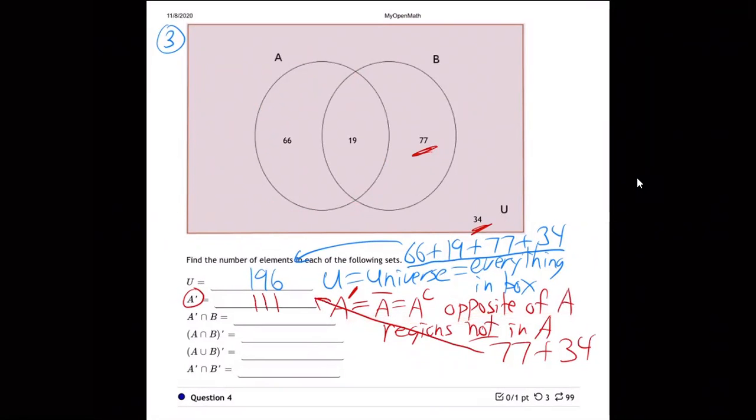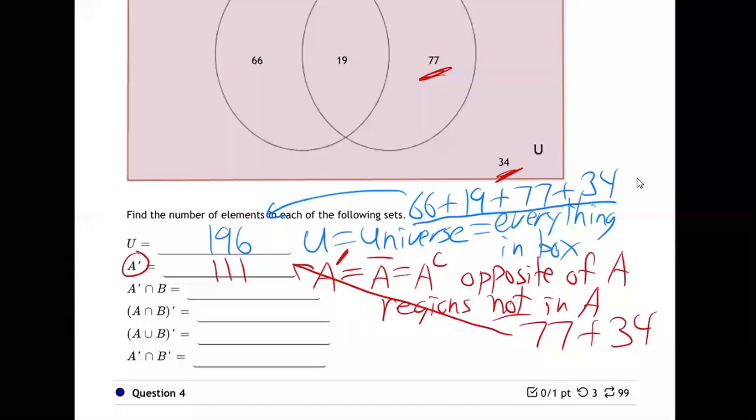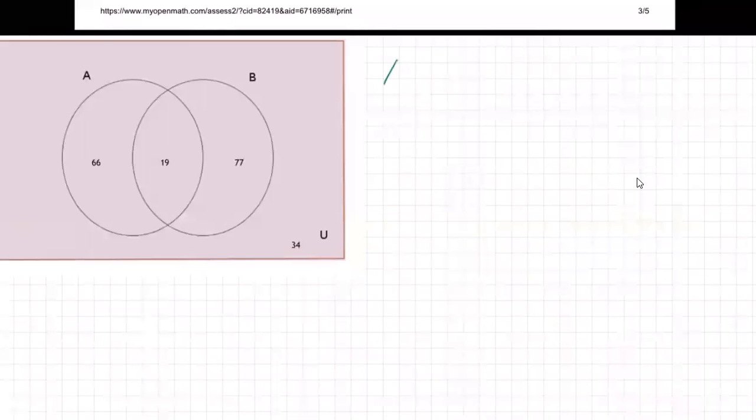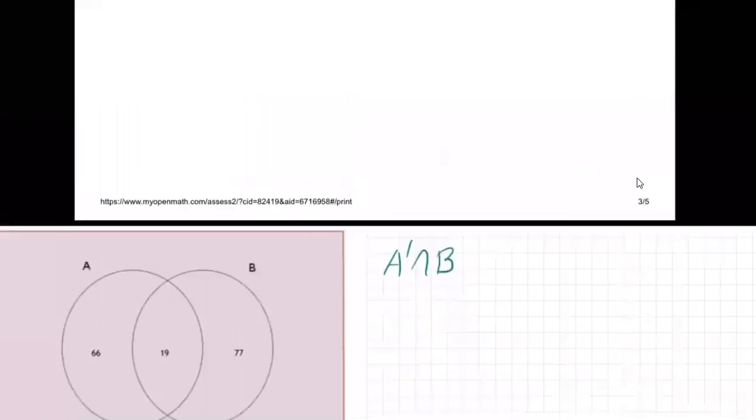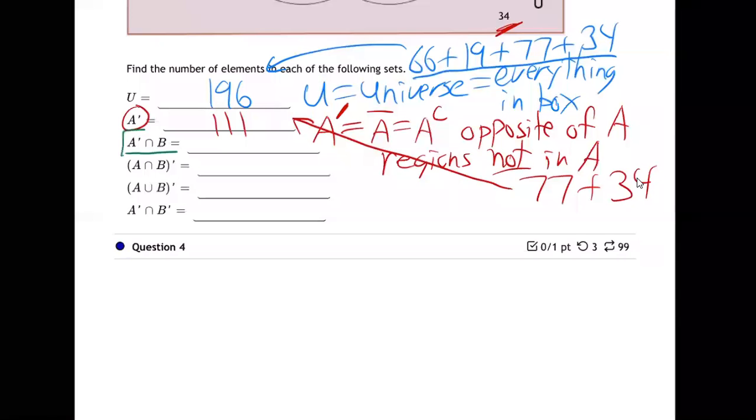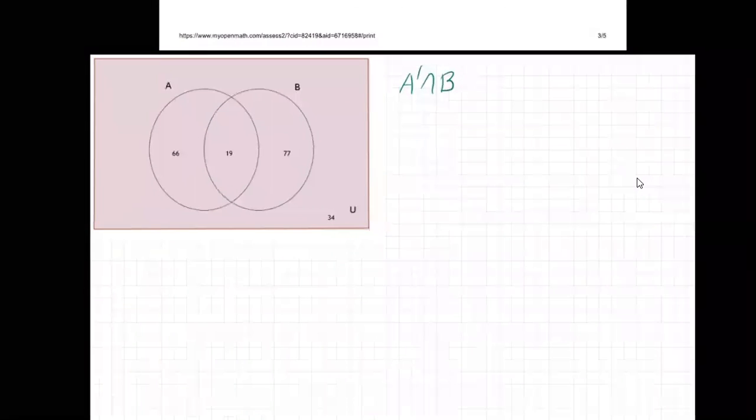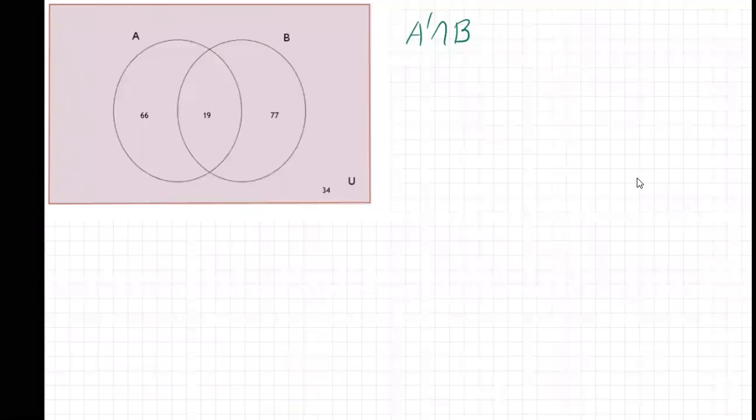And then the third one here, it's asking for A complement overlap B. So let's go down, and I'm going to go to a fresh screen for that. So bring it right to A complement overlap B. So here it is. I'm just grabbing this question here, A complement overlap B, bringing it on down. Okay, so how do we do it? Let's do it where we have some room to work.